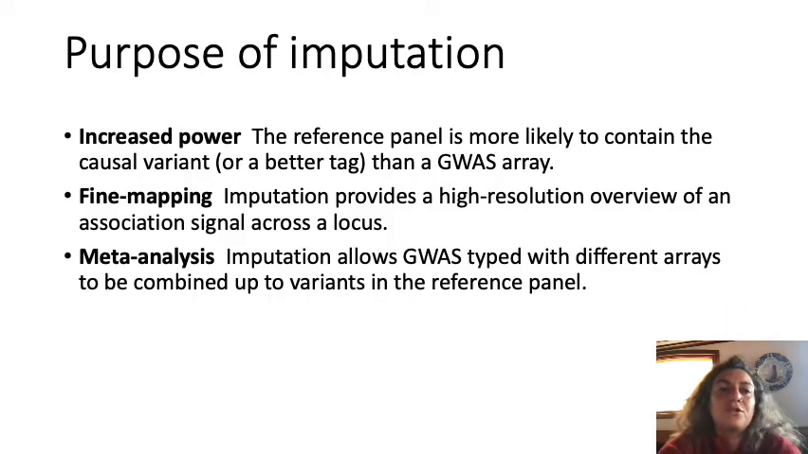So to sum up, the purpose of imputation is to increase power, because obviously the reference panel is more likely to contain the causal variant than a less dense GWAS array. To improve fine mapping, because imputation provides a higher resolution overview of an association signal across a locus. And then to enable meta-analysis, because imputation is going to allow GWAS typed with different arrays to be combined up to variance in the reference panel.